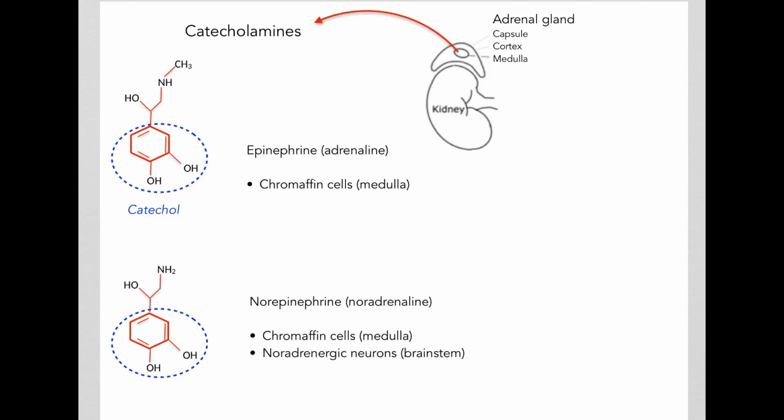Most of these catecholamines come from the adrenal gland, the adrenal medulla part of the adrenal gland. In the adrenal medulla, we have the cells called chromaffin cells. And these are the cells that synthesize most of the catecholamines and secrete them. Norepinephrine, besides the chromaffin cells, also comes from the brainstem, from noradrenergic neurons.